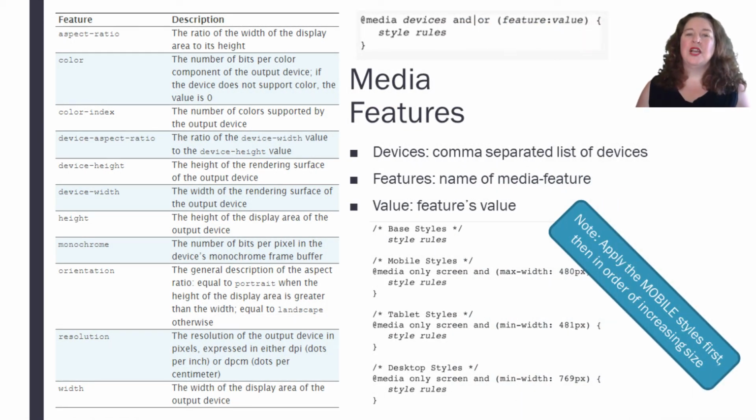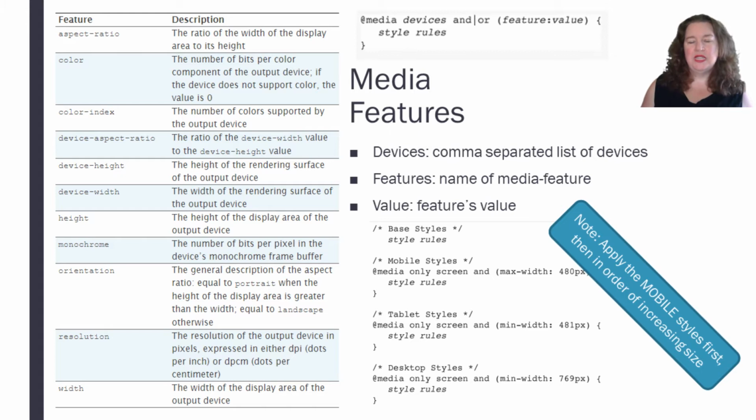And then we can talk about what kind of features can I use with my media device? What kind of questions can I ask my media device? I can ask, what is the color? What is the aspect ratio? I can ask about the device height or the device width. I can ask about the orientation or the resolution or the monochrome. So these are some different things you can ask the question.